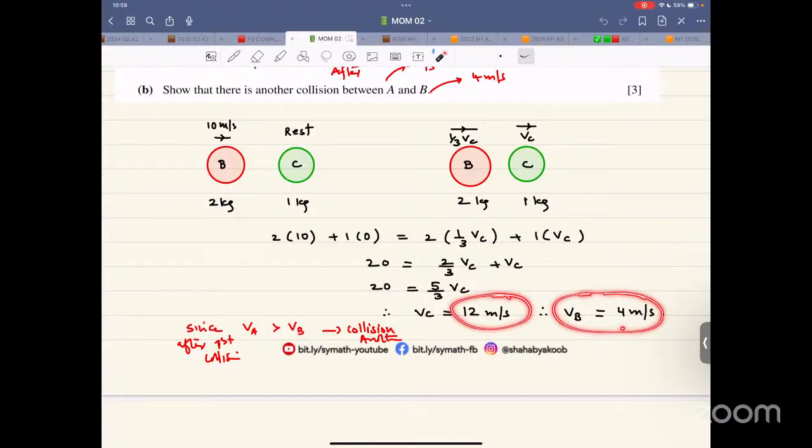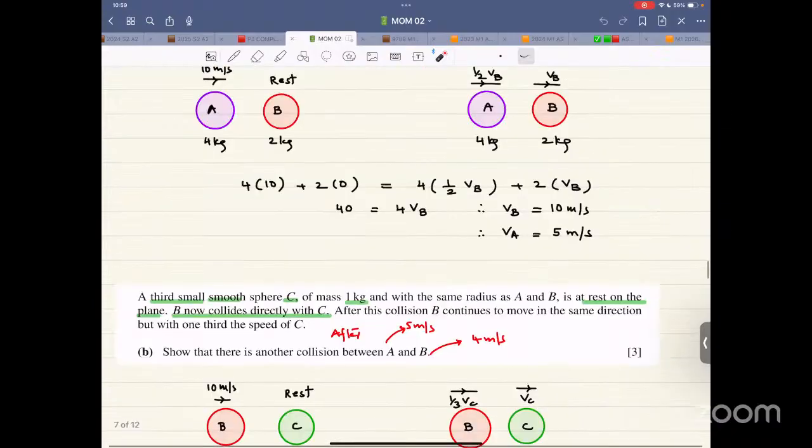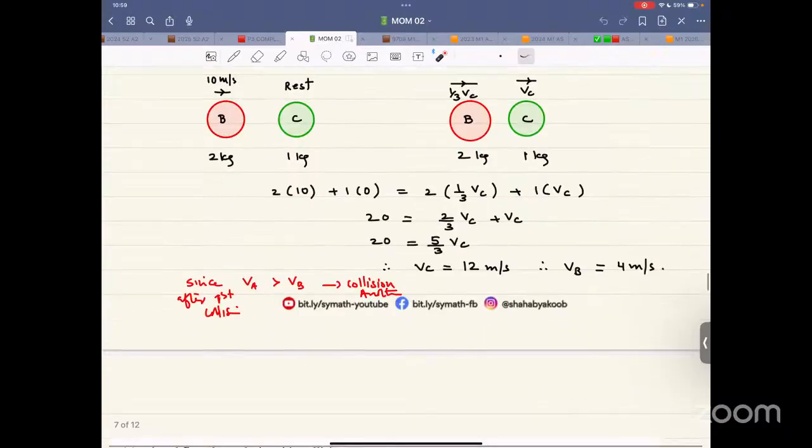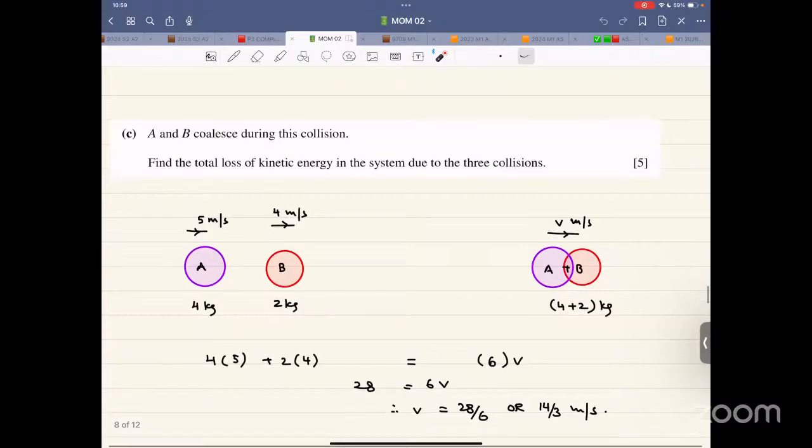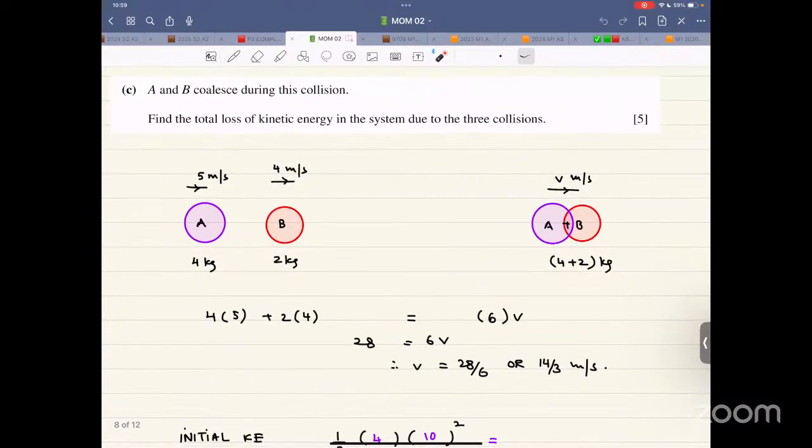VB is 4. Now the speed of B is 4. Since VA is greater than VB, VA is 5, that means A will overtake B and a collision will occur. Now over here, A and B coalesce during this collision.